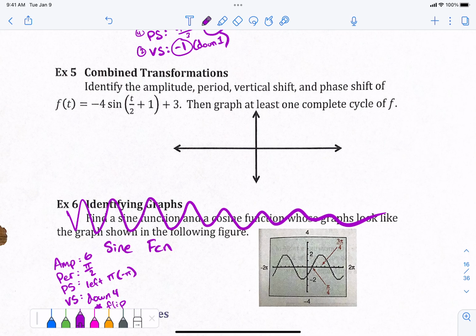Hello, Haley and Libby. This is the second half of the 7-4 notes. We are starting with example 5. I'm changing example 6 just a little bit, and I'll get to that. But yeah, here we go.